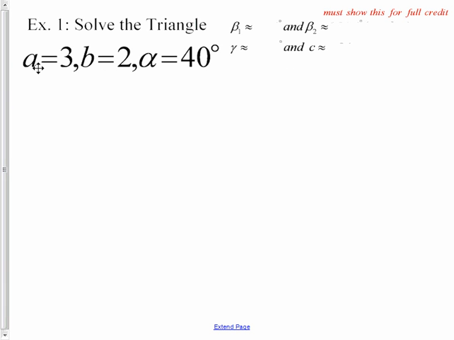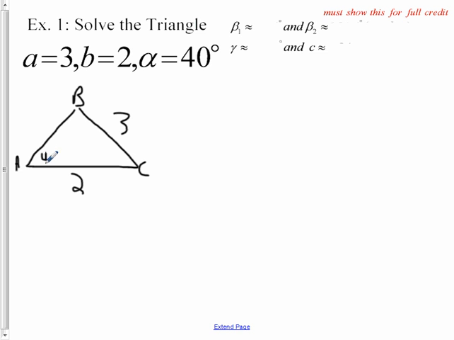So let's look at this here. If I draw it out, draw our triangle. A, B, and C. Side length a is 3, side length b is 2, and 40 degrees here. So, in this case, if you're working along, what you'll notice is you have an angle measure opposite of a side length, so it's the law of sines.